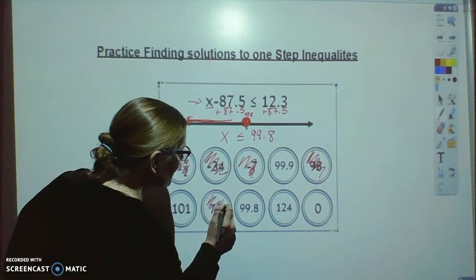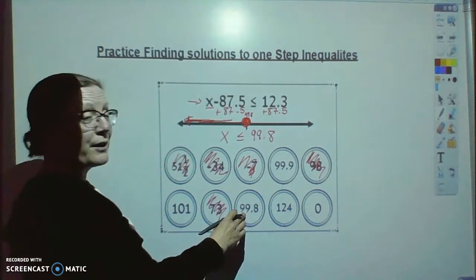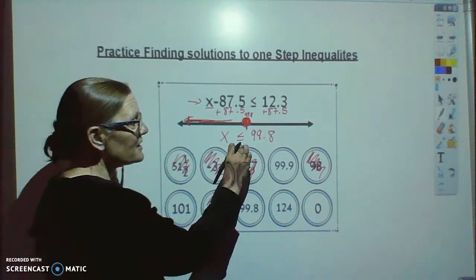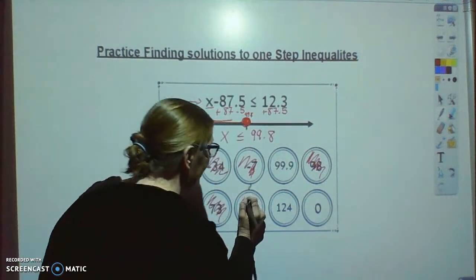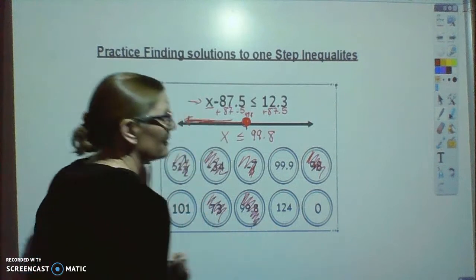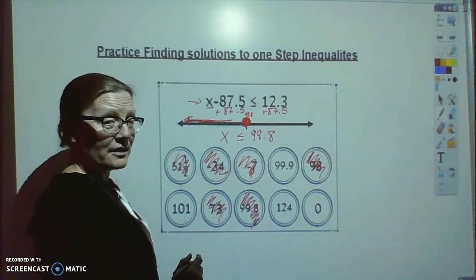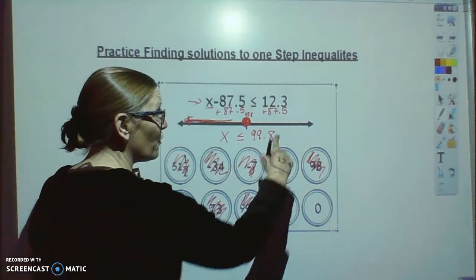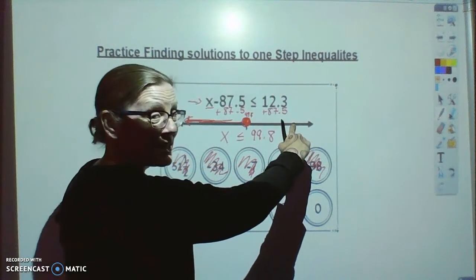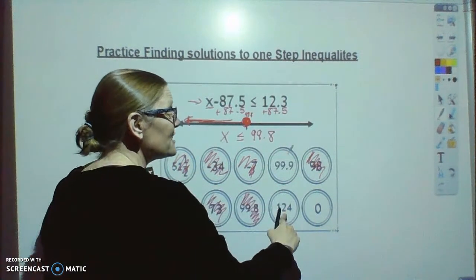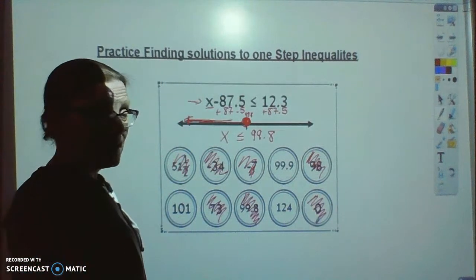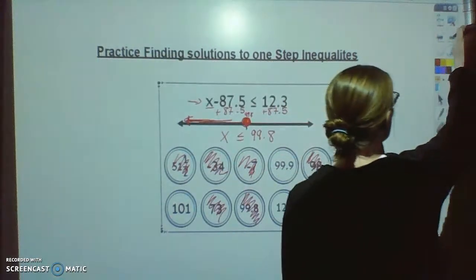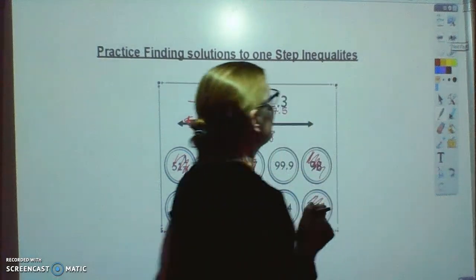73, it's an answer. 99.8, it is an answer because of that equal sign. And if I look at my graph, I colored in the dot. That is a solution for this inequality. 124 would be to the right of your answer. That is not a solution, but 0 is a solution. So you're going to have similar problems on your homework. Let's try another one.